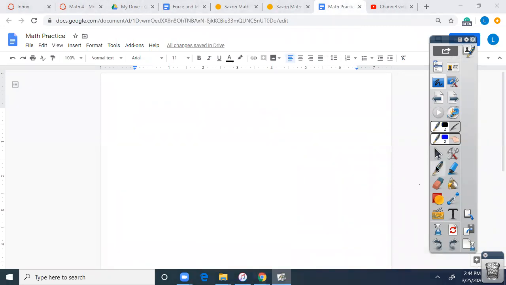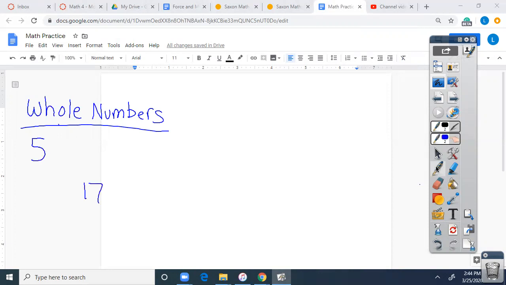If you have notes or something to write this down, we're going to talk about what these three different types of numbers or fractions are. So whole numbers, this is the easiest one. It's just a number. 5, 17, 181. Any number that doesn't have a fraction or a decimal. It is a whole number.